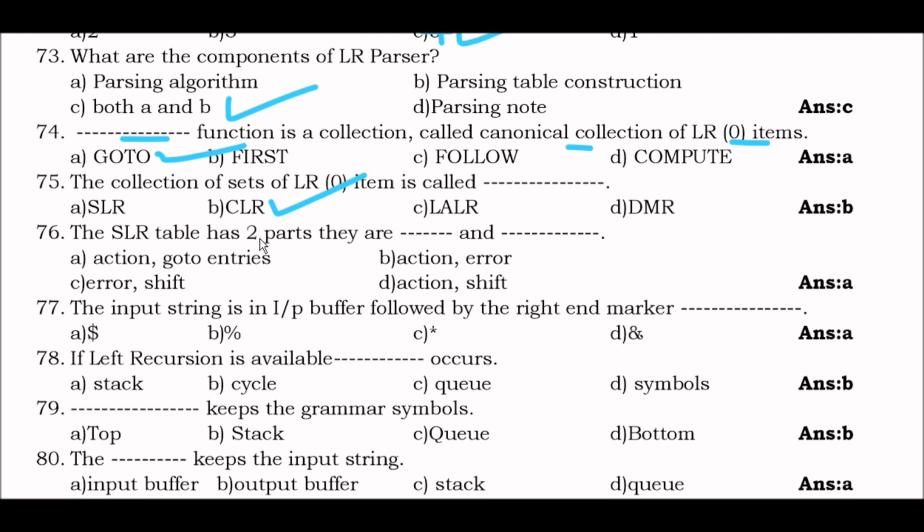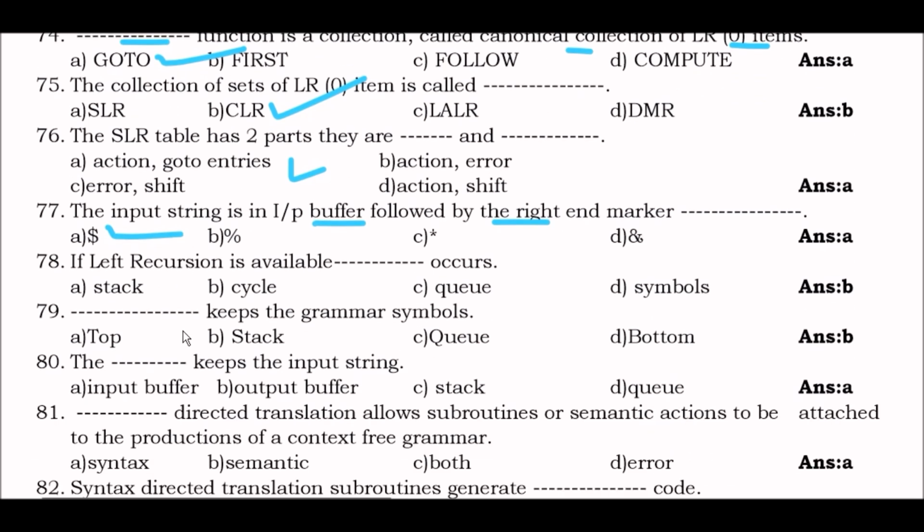Next question, the SLR table has two parts. They are blank space and blank space. The right answer is option A, action and goto entries respectively. The SLR table has two parts, they are action and goto entries respectively. Next question, the input string in the input-output buffer is followed by the right end marker. Option A, dollar sign. Next question, if left recursion is available, the right answer here is option B, cycle occurs.